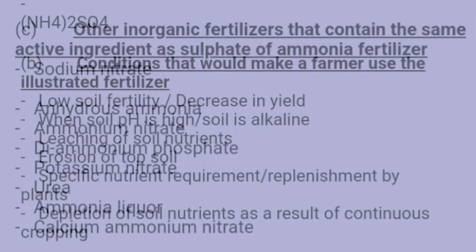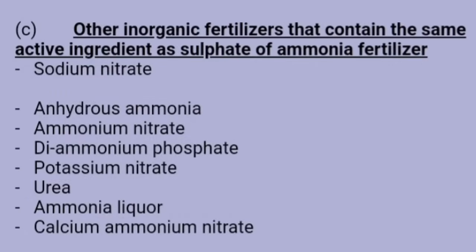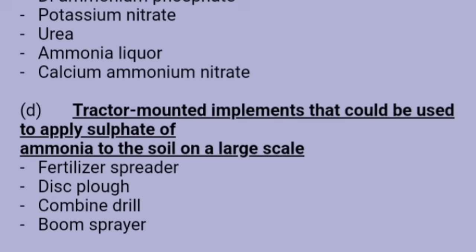Okay, then other inorganic fertilizers that contain the same active ingredients as sulfate of ammonia are sodium nitrate, anhydrous ammonia, ammonium nitrate, diammonium phosphate, potassium nitrate, urea, ammonia liquor, calcium ammonium nitrate. All right. Then you may be asked, what are some tractor mounted implements that could be used to apply this sulfate of ammonia to the soil on a large scale? That would be fertilizer spreader, okay, and also disc plow, combine drill, and then boom sprayer, okay.